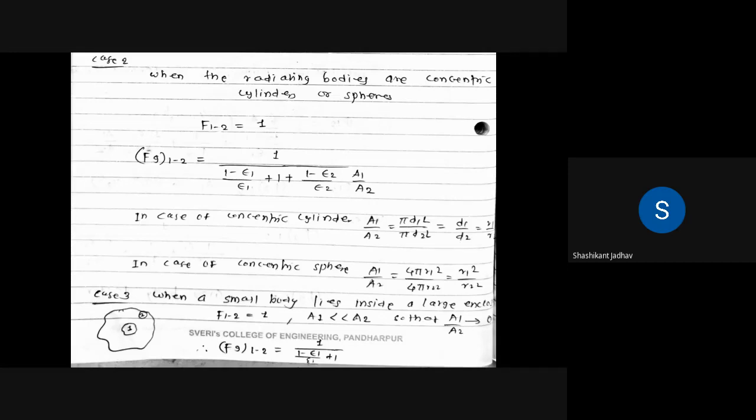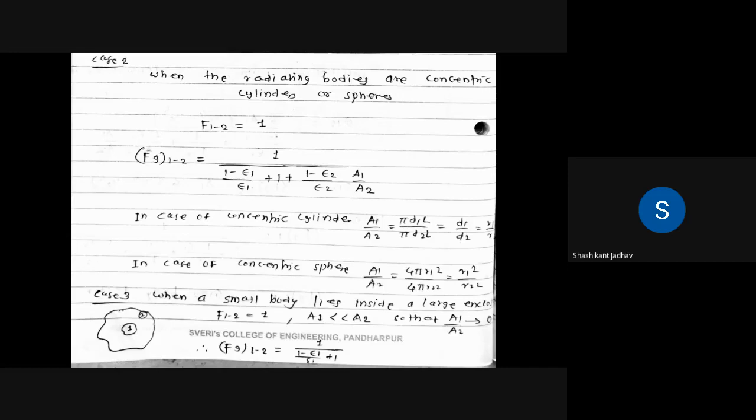Case number 3: when a small body lies inside a large enclosure, म्हणजे एका मोठ्या बॉडी मध्ये छोटी बॉडी असणार आहे. Okay, when a small body lies inside a large enclosure, अशी केस ज्या वेळेला असणार आहे.